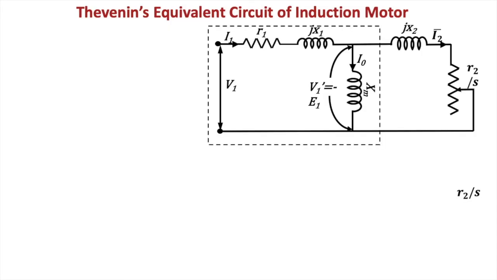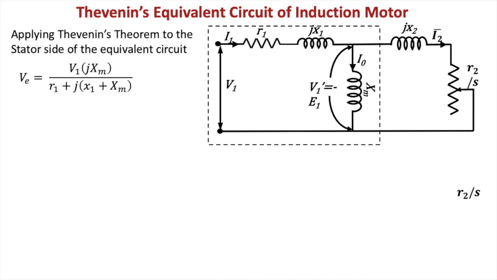Now come to the Thevenin's equivalent circuit of the induction motor. So when we try to calculate the Thevenin's equivalent circuit of the induction motor, we have neglected the core loss component over here, because the core loss component is connected in parallel to the circuit. The voltage across the reactance Xm, given by V1 times Xm divided by R1 plus j(X1 plus Xm), will be the Thevenin's voltage. What is the equivalent resistance? Thevenin's impedance Ze will be the parallel combination of R1 plus jX1 with Xm.